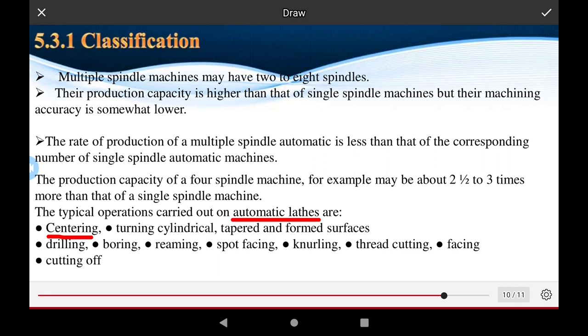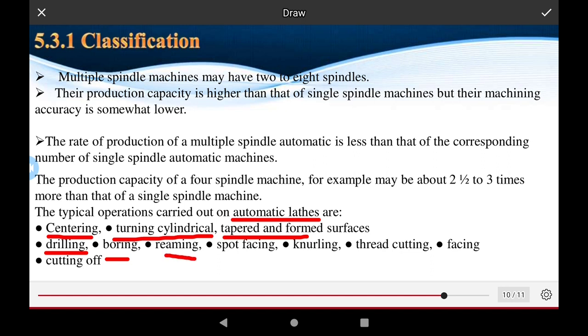And turning of the cylindrical workpiece and circular rod, and suppose that it performs taper and form on the surface of the work. This tapered surface is achieved by selecting the job in the tapered form on the machine. And the drilling operation is also performed on this machine. And the boring operation of the automatic lathe machines is also a manufacturing operation.